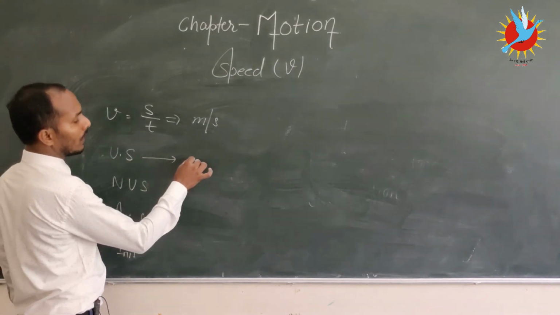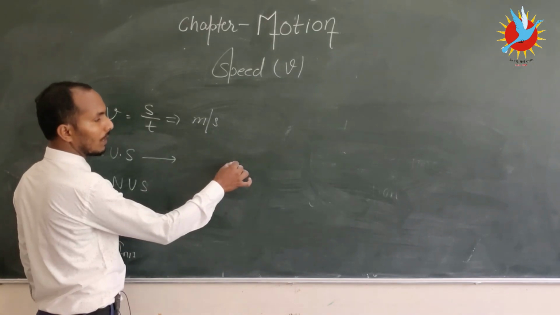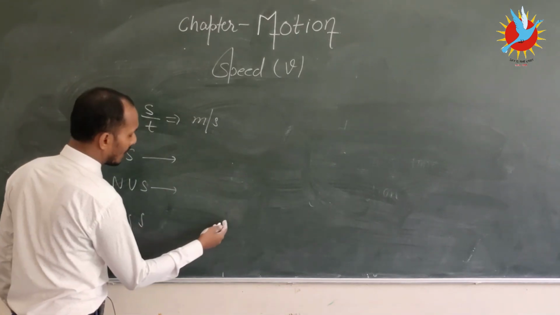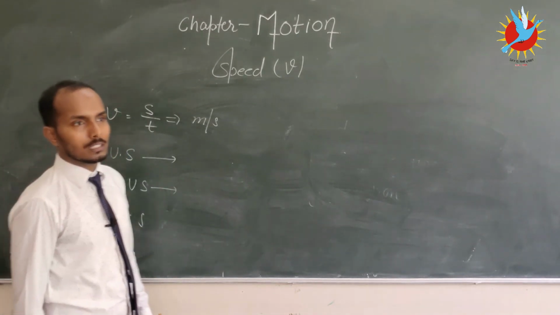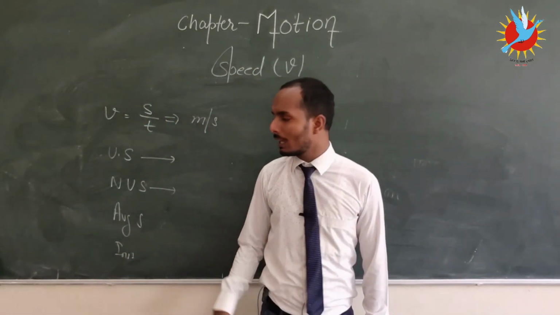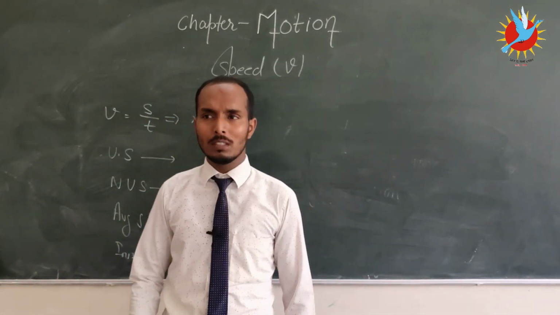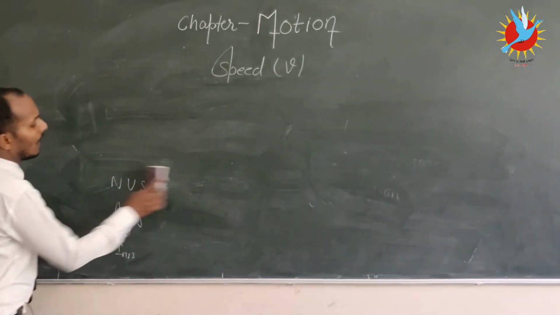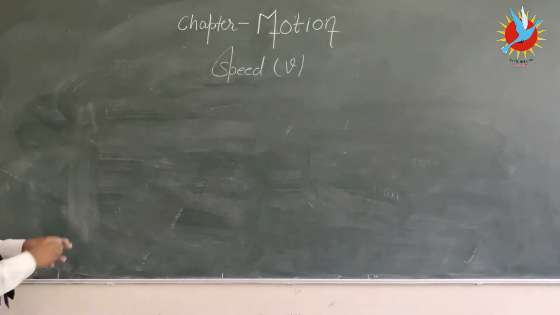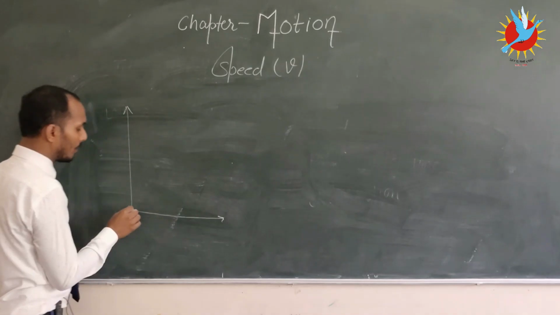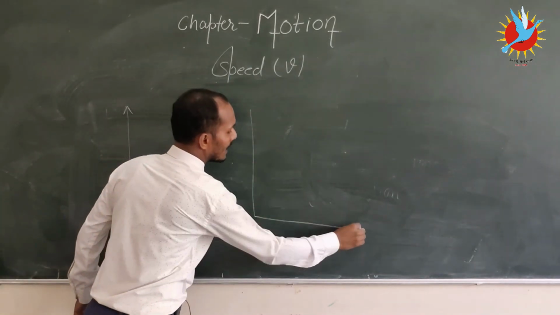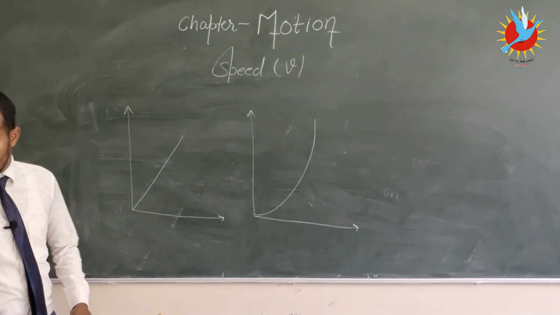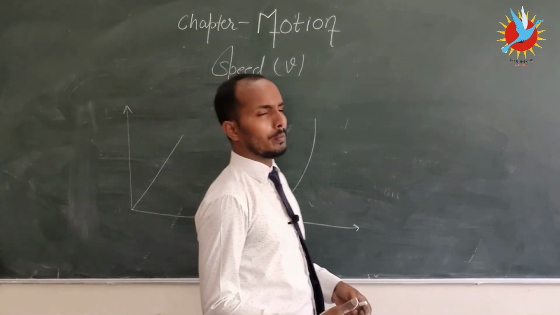In uniform speed, a body travels equal distance in equal intervals of time. In non-uniform speed, a body covers unequal distance in equal intervals of time. Average speed is the ratio of total distance to total time. And speed at a particular time is known as instantaneous speed. We also studied the distance-time graph: for uniform motion it is a straight line, and for non-uniform motion it is a curve. In the next video we will do some numericals.